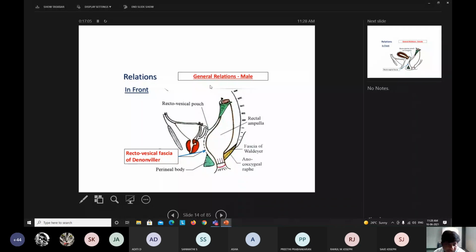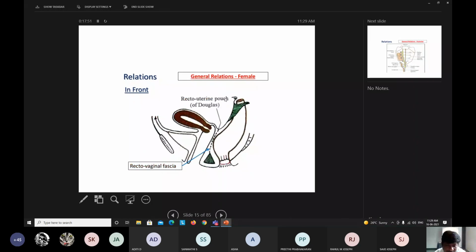So relations in front of the rectum in male. It is partly covered by peritoneum, and then just close to the ampulla it is related to the urinary bladder, and then the seminal vesicles, and then you have the prostate gland. So all these are related here, and then the perineal body also. They are separated by the rectovesical fascia, and behind this you have the rectal fascia and anococcygeal raphe. They are present in the posterior aspect, including the sacrum.